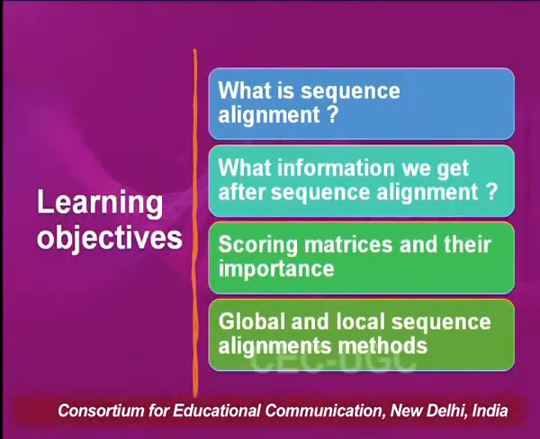So the learning objective for today's talk is, first, what is sequence alignment. We define these terms, try to understand the meaning, and what information about a sequence we get after we align this sequence. Then we would understand the scoring matrices which are used in sequence alignment for giving a score, and why they are important. We would also know different algorithms and different methods for global and local sequence alignment.